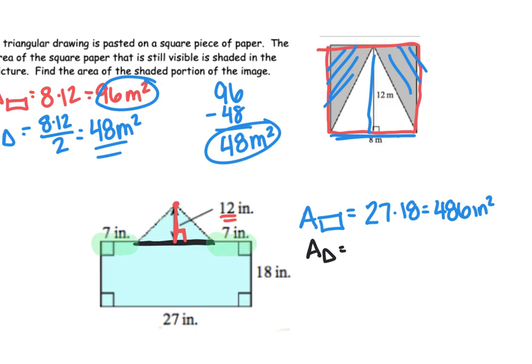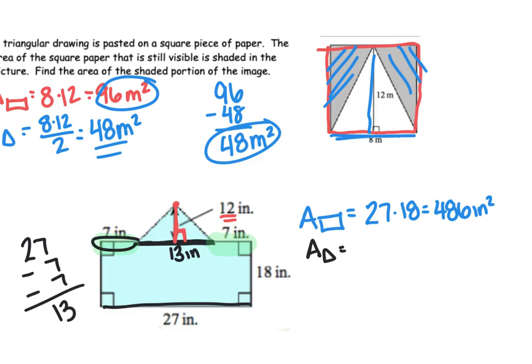So to find that missing length of the triangle, we're going to do 27, the whole length, minus the 7 on the left, and then minus the 7 on the right, which leaves us with a length of 13 inches here. So again, I took this entire length, 27, I took away this 7, which gave me 20, and this 7, which left me with 13.